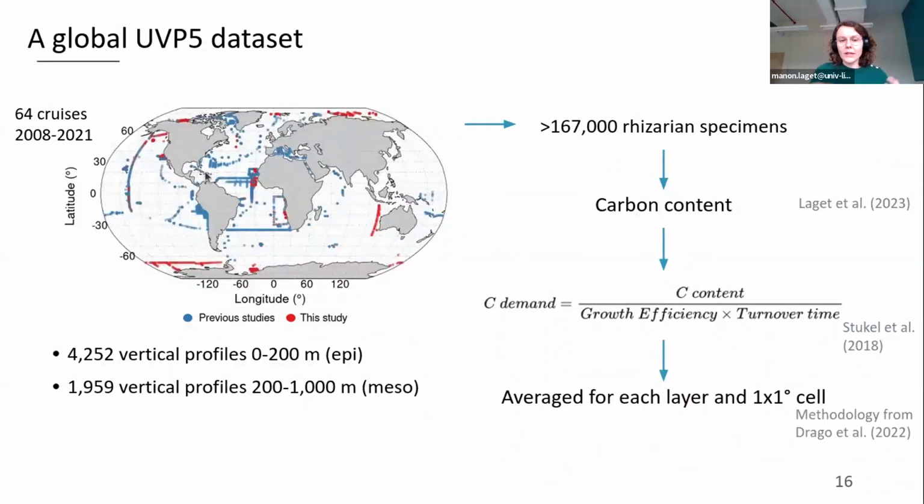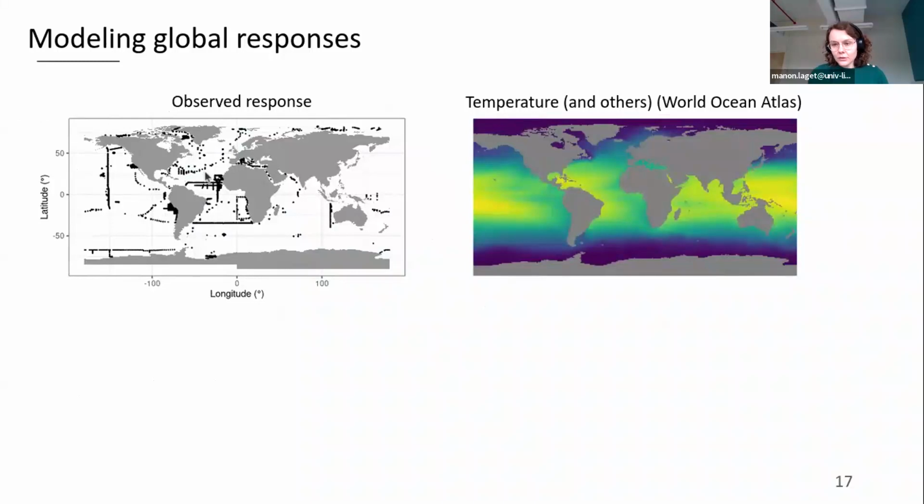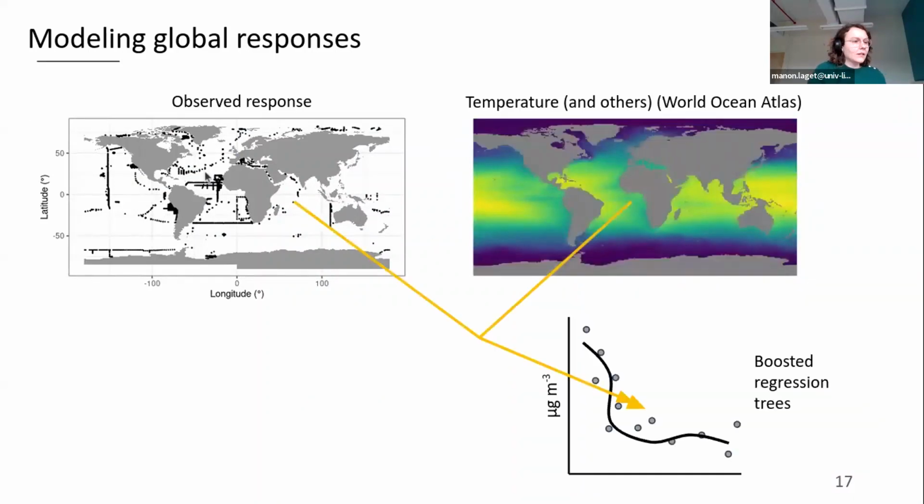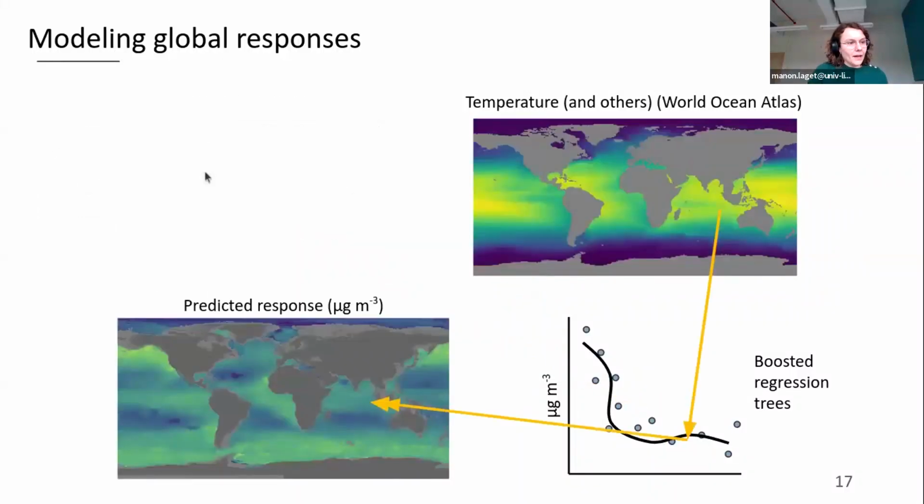And then for each variable, we averaged individual biomass and demand for each layer, for each 1 degree longitude by 1 degree latitude cell of the global grid. Each biomass value for a point of the grid was then associated to a set of environmental data from the World Ocean Atlas, such as temperature or salinity. And we could build boosted regression trees to model the relationship between the observed response and environmental variables. After that, we used again the boosted regression trees with all environmental variables to predict the response variable for all the points of the grid.